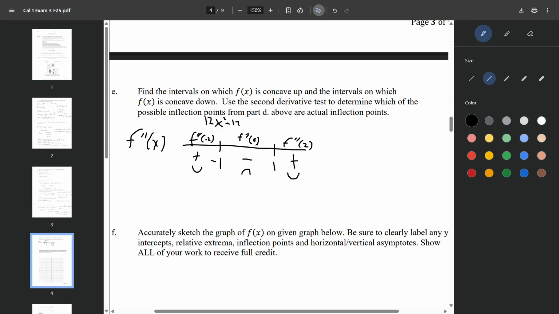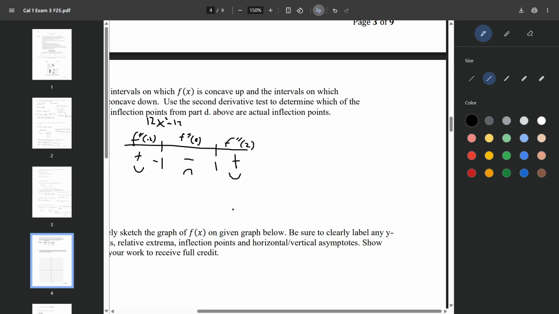Now we will also show where the interval is by saying concave up at (-infinity, -1) union (1, infinity), and then concave down at (-1, 1).